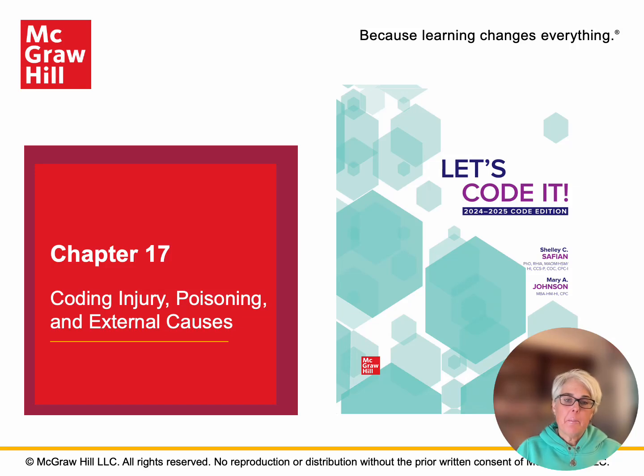We are going to review Chapter 17, Coding Injury, Poisoning, and External Causes. In this chapter, we're shifting into injury-related coding, that is, trauma, burns, poisonings, and the external cause codes that tell the story of how an injury happened. As coders, our role is not to just capture what is wrong, but how it occurred and where it occurred and under what circumstances it occurred.